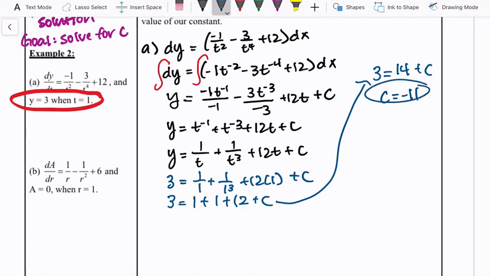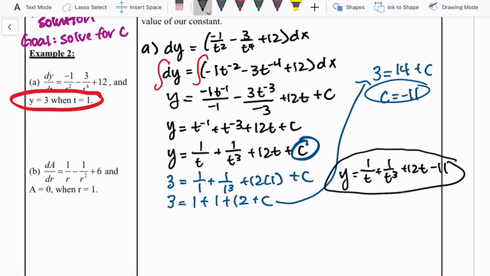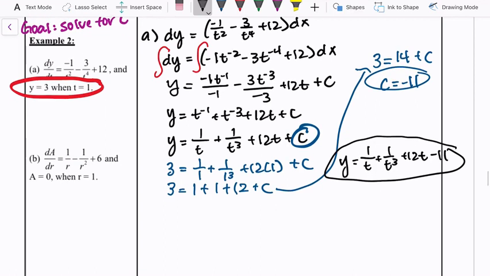All right, cool. Remember, our goal was to solve for the particular solution, so that means that I need to actually go back and replace this plus c with negative 11. So our official answer would be y equals 1 over t plus 1 over t cubed plus 12t minus 11. All right, there we go.